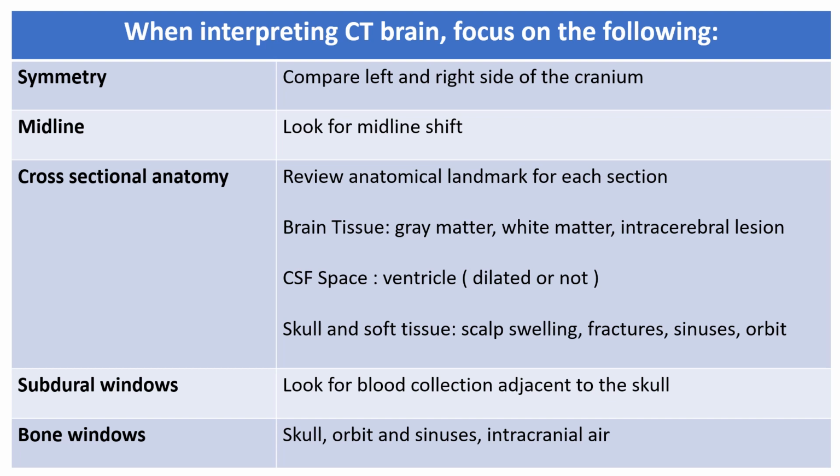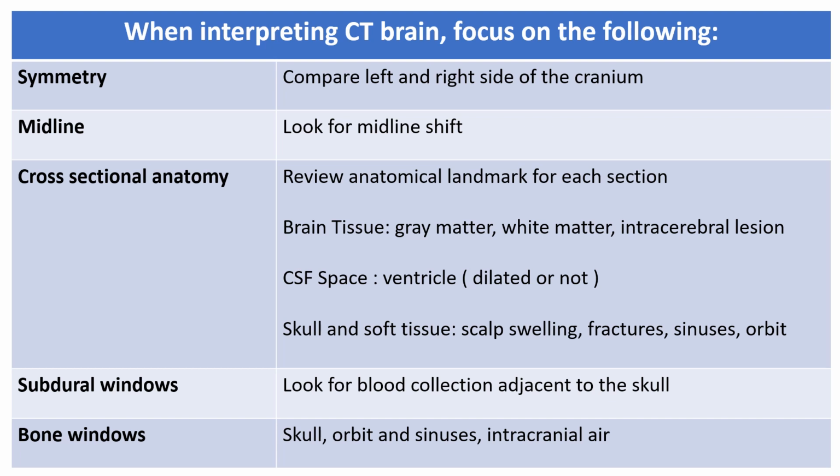of the hemisphere. Number 3, cross-sectional neuroanatomy. Review the key anatomical landmark for each section. Check the brain tissues, the gray and white matter, and look for any abnormal intracerebral lesion penetrating or compressing the gray matter or white matter or both. Look at the CSF space. Look for hydrocephalus, dilated cisterns, or any abnormal exudates or blood at the CSF spaces.